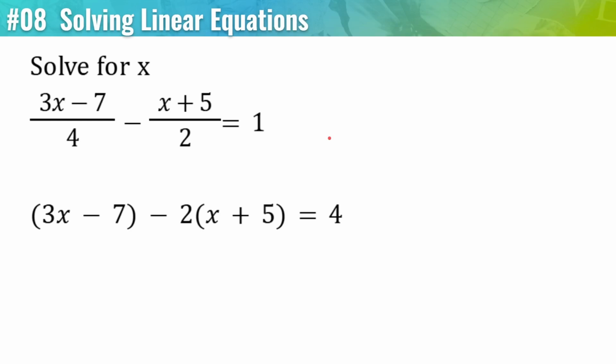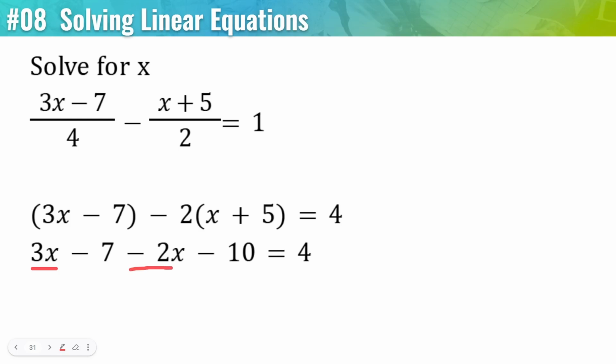Okay, so now it's time to solve for x. First is we have to distribute negative 2. Remember, you have to include the negative sign. So it's going to be 3x minus 7 minus 2x minus 10 is equal to 4. Next, we isolate 3x and negative 2x. We have positive x minus 17 is equal to 4. So that will lead us to x is equal to 21.